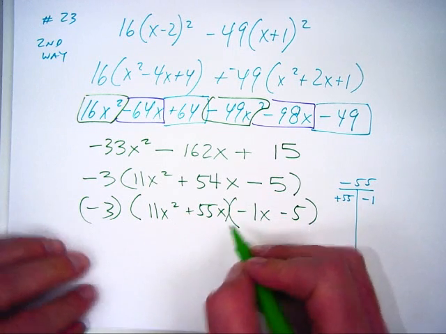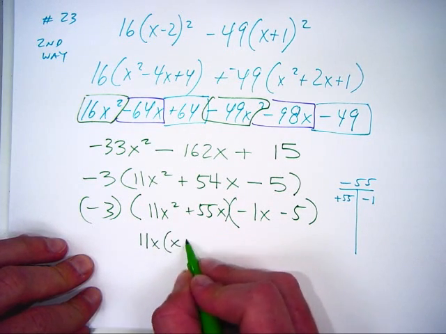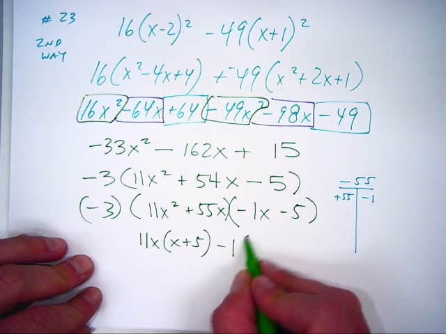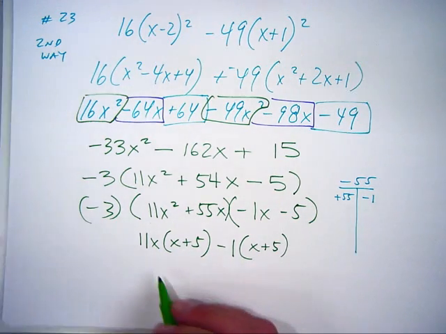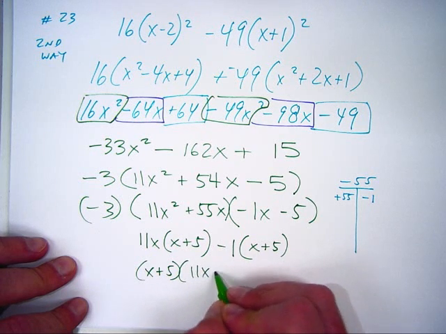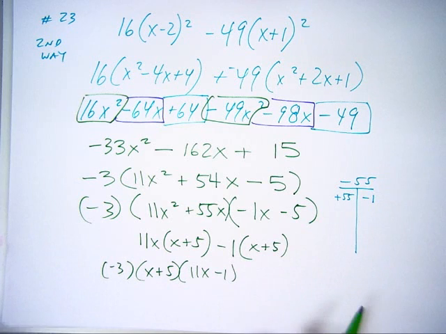Let's group these and factor out an 11x. We get x plus 5. I'm going to factor out a negative 1, so I get x plus 5 here. So if I GCF out the x plus 5, I get x plus 5, 11x minus 1, and this negative 3 here. We're almost done, but it's the same deal as the other way we did it.